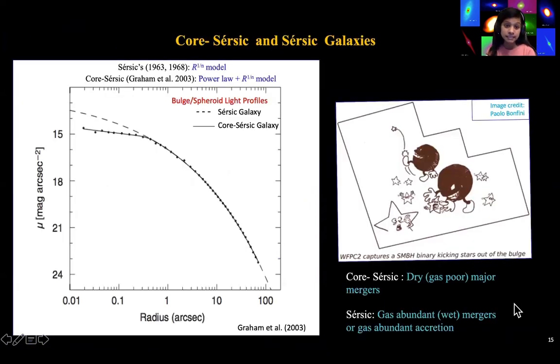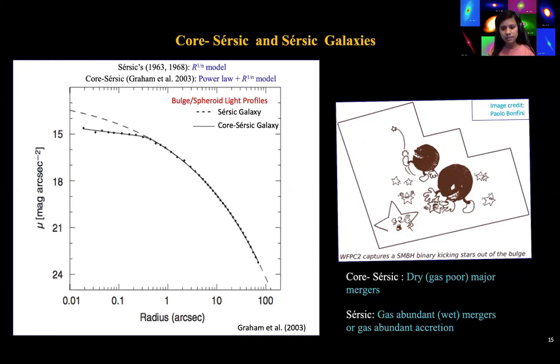So the Sérsic term comes from the Sérsic function, which is normally used to describe the bulge light profile of a galaxy. And there are some galaxies which have a deficit of light at their center. Hence, their inner bulge profile is flat up to a certain radius, and it is followed by a normal Sérsic function. Such galaxies are known as core Sérsic galaxies, whereas other galaxies where there is no such deficit of light, they are called Sérsic galaxies.